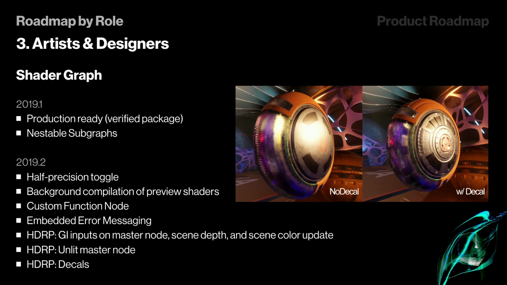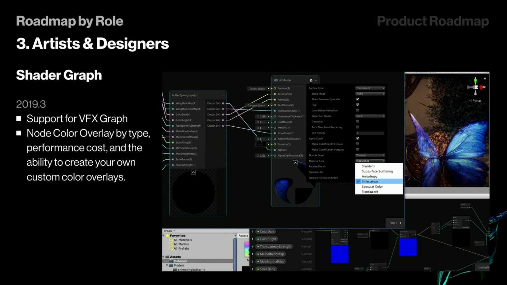On the HDRP side of things, we're adding a bunch of features: GI inputs for the master node, scene depth, and scene color updates. We have an unlit master node and also a decal master node, so you can play with those and push them further. In 2019.3, we will have support for VFX graph. So Shader Graph and VFX Graph will be able to talk together, so you'll be able to create much more stunning visual effects. The node overlay by type is really cool because you'll be able to change through different looks.